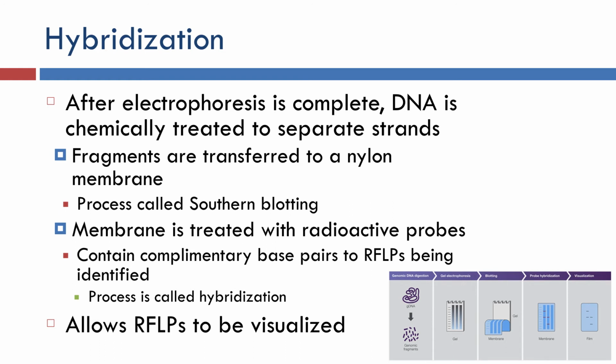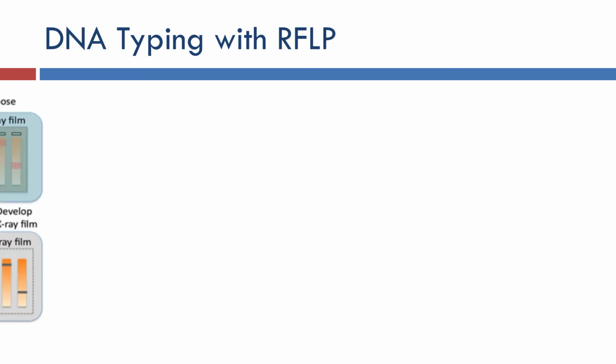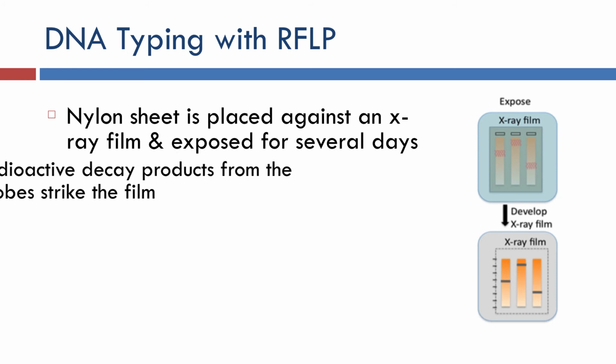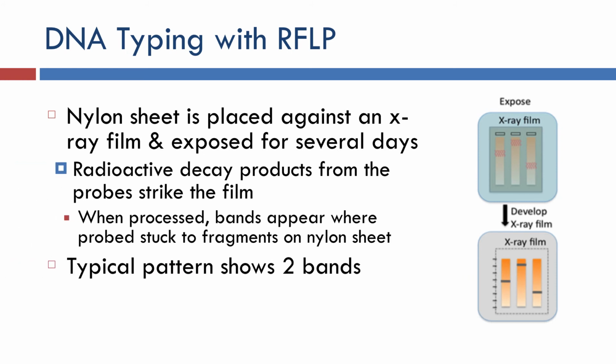The membrane is then treated with radioactive probes that contain complementary base pairs to the RFLPs being identified. This process is called hybridization. And so this allows for the RFLPs to be visualized, to actually be seen. Once that process has been accomplished, the nylon sheet is placed against an X-ray film, and it's exposed to this X-ray for several days.